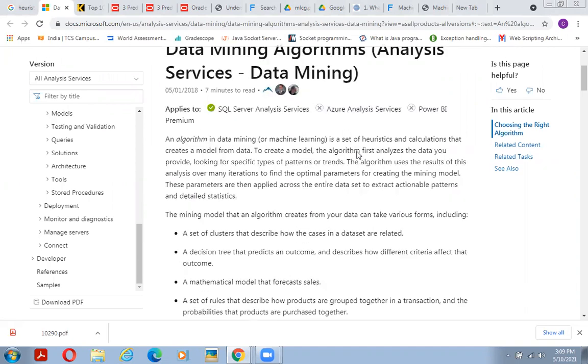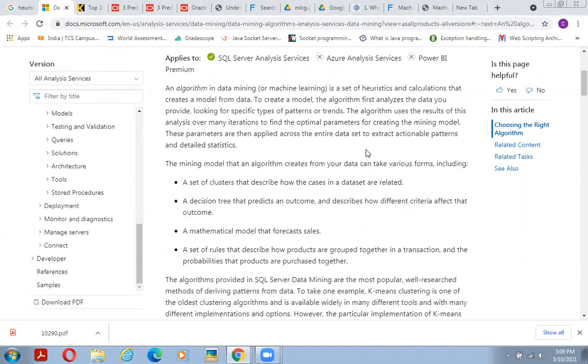all about. So in this lecture, I'm going to introduce this service with the help of the Microsoft documentation. Okay. In the definition, an algorithm in data mining or machine learning is a set of heuristics and calculations that creates a model for data. For example, if we have a group of data, we can categorize it, and on those categories we can implement some model.